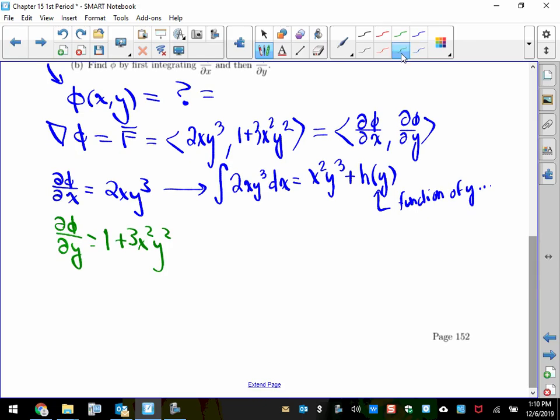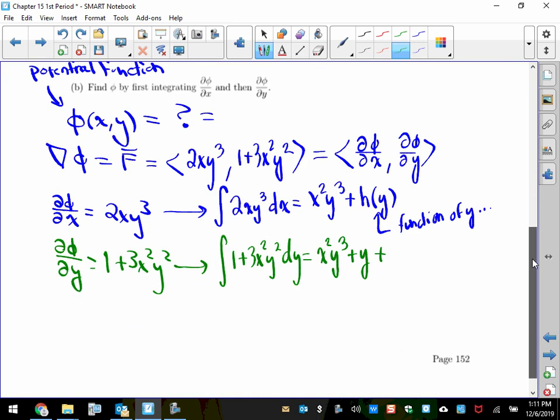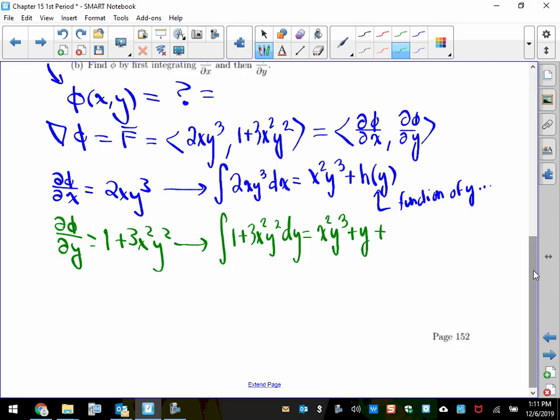Okay, well now let's do the antiderivative here with respect to y. So that's going to be 1 plus 3x squared y squared, and we'll do the antiderivative with respect to y. That means I'm going to get x squared y cubed plus y plus, we'll use some other letter. Let's see, f and g are used, h. Let's use another letter, maybe k, k of x. So now here I've got another function k of x.